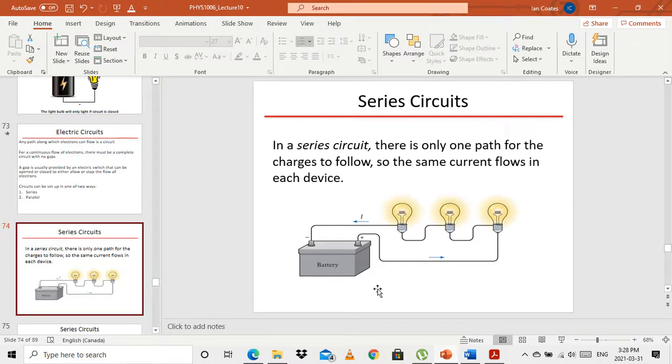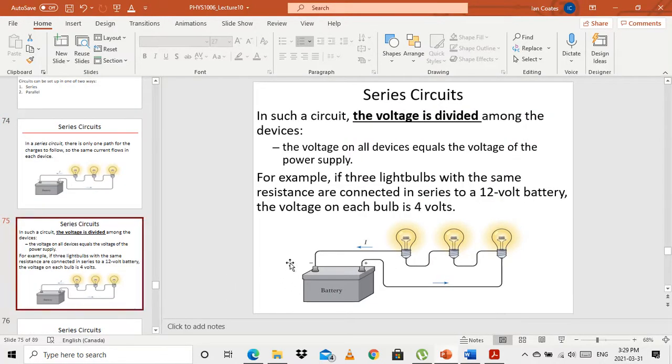So in a series circuit, there is only one path for the charge to follow. So the same current flows in each device. You see your current says it's going this way, but really it's going this way here, and all the electrons are flowing through. There's only one path. Now, during the holiday season, it's really bad to have lights like this, because if one light goes, then they all go, right? So this is interesting to note.